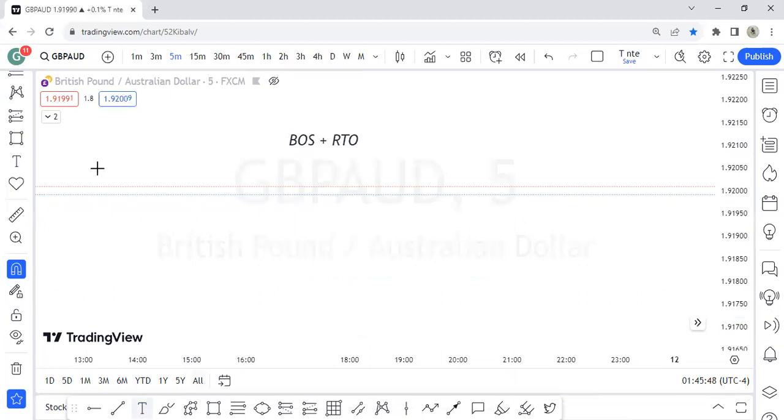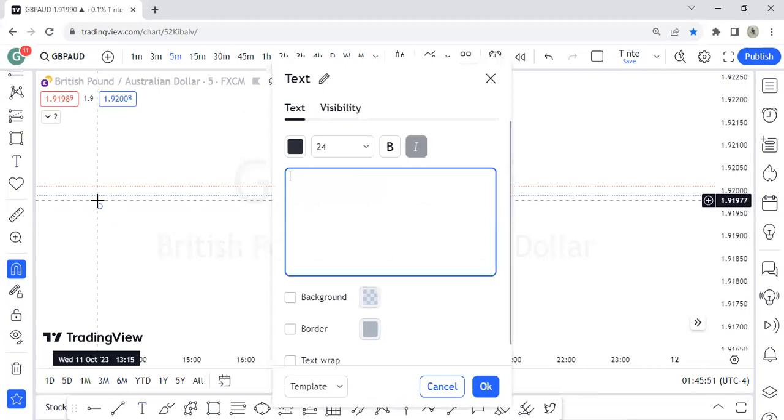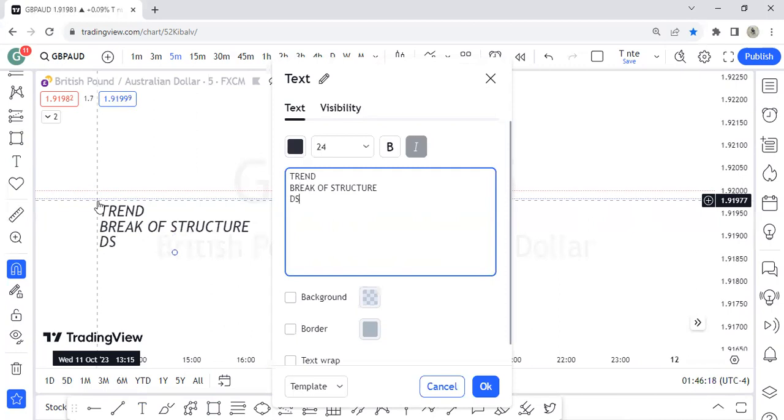There are three things you look at to utilize this trading strategy. Number one, you must identify the trend of the market. So the trend must be in place. The next thing you must look for is a break of structure, either a change of character or a break of structure. Next thing you must identify is a displacement.